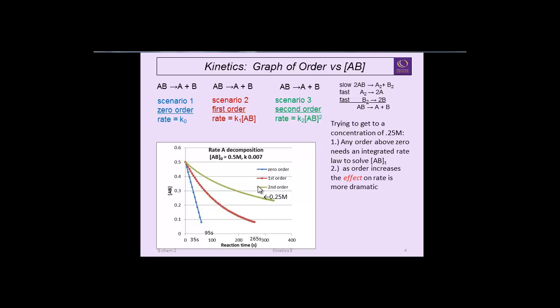The second thing is, as order increases, the effect on rate is more dramatic. It doesn't always mean it goes down, it just means it's more dramatic. I held the K constant for each of these three examples. Second order isn't necessarily slower than lower orders, because rate is a function of both K and order together, the constant and the order above the concentration together, and you usually do the rate expression in terms of the reactants.